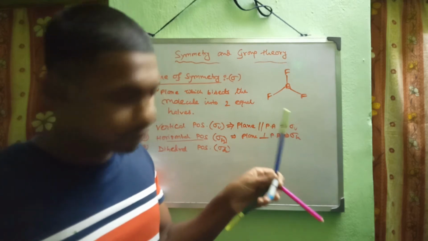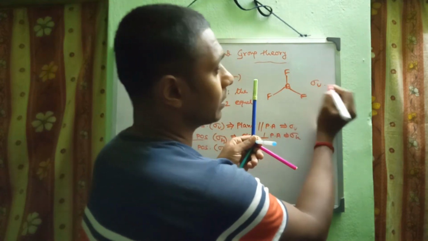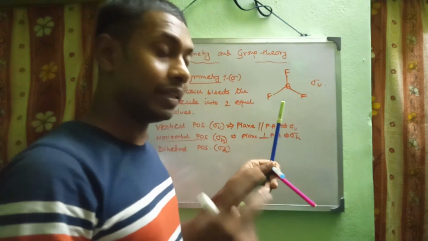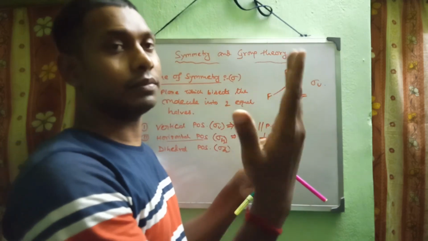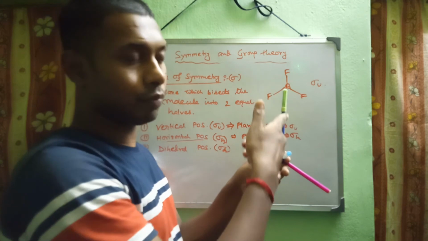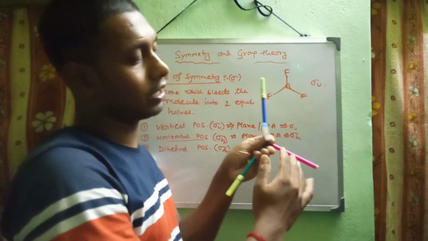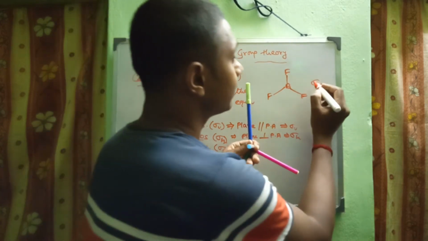So it has a sigma V. So how many sigma V are present? There are 3 sigma V present. One plane is passing through this BF bond, the second one through this BF bond, and the third one through this BF bond. Clear? So it has 3 sigma V.